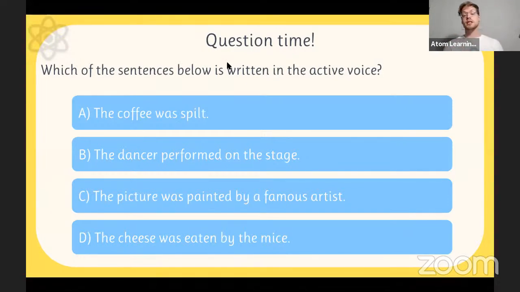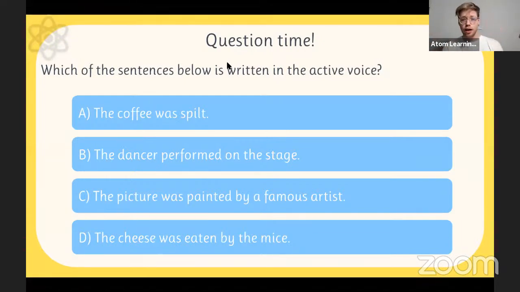Well done. The dancer performed on the stage. The dancer is the subject and the stage is the object. The dancer performed on the stage. The dancer is the person performing the action. So big old tick, that is our active voice.